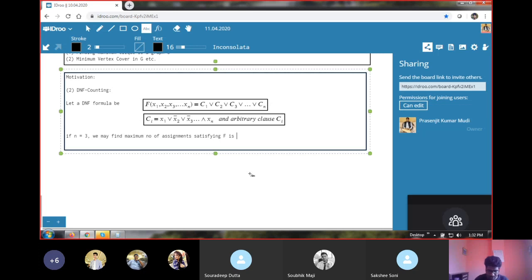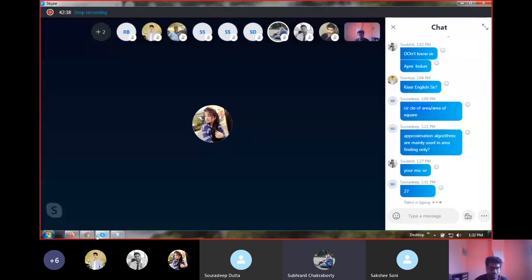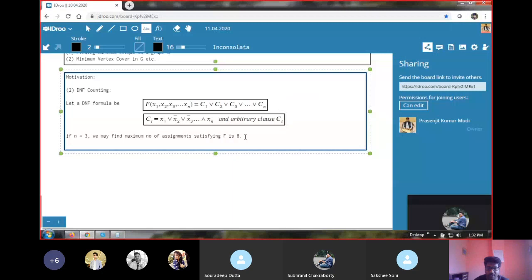It's 8, 2 to the power 3. So x1, x2, x3 can have 2 to the power 3, that is a total of 8 possible assignments. And at most all those assignments can satisfy the given formula F. So the DNF counting is equal to 8.